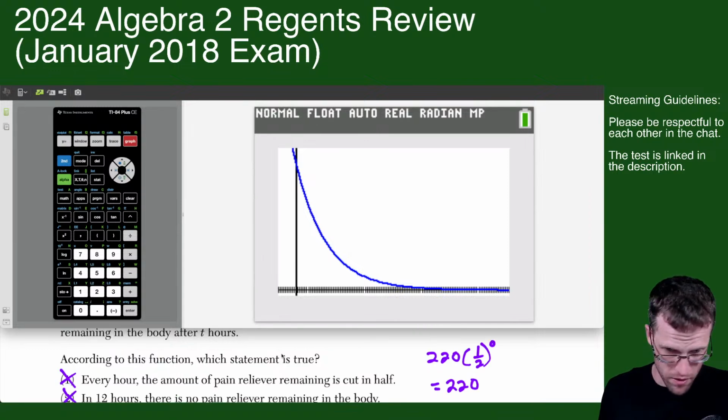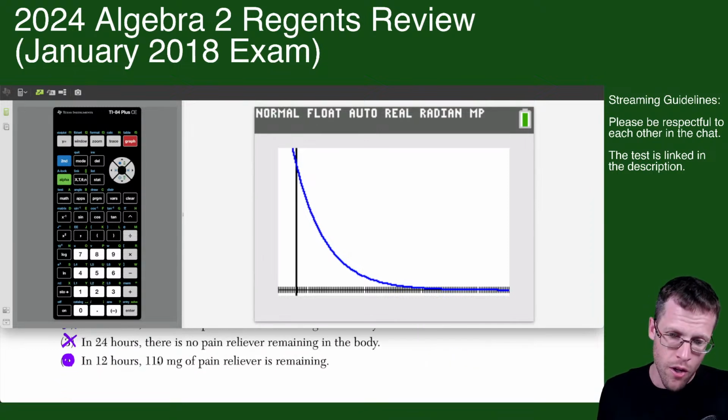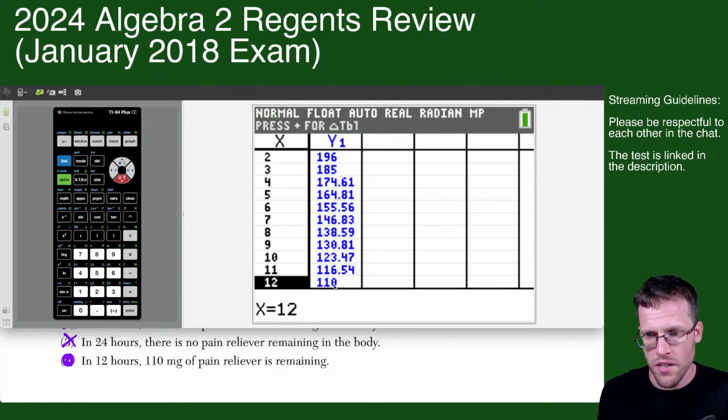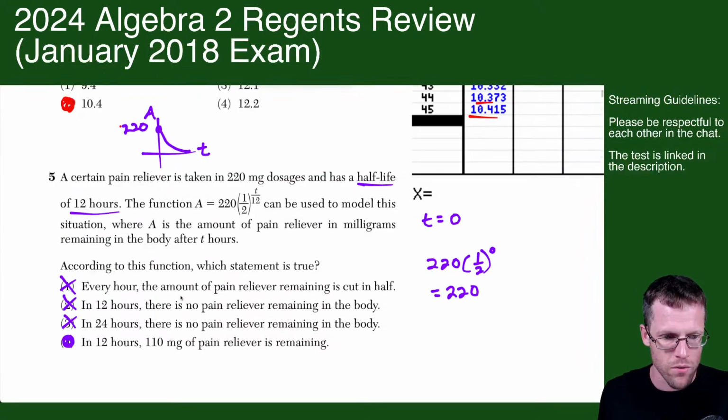Okay. So now let's look at that last answer choice. In 12 hours, 110 milligrams of pain reliever is remaining. So at 12 hours, I'm going to scroll to 12 and see there's 110 left. So, yep, that makes sense. Cool.